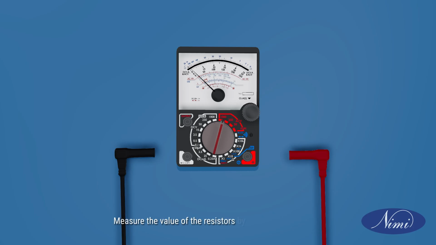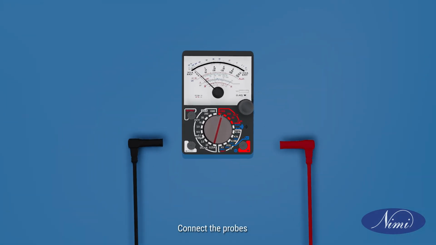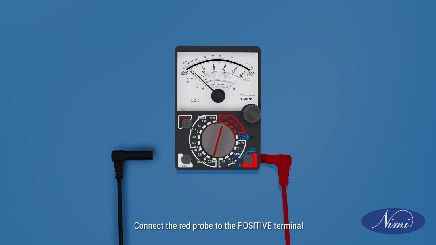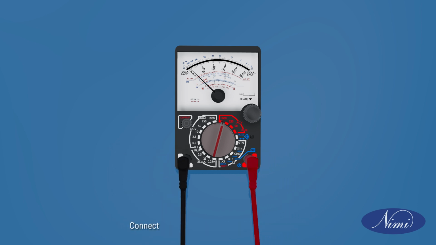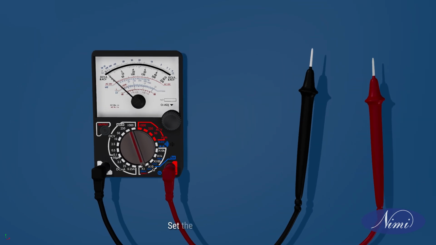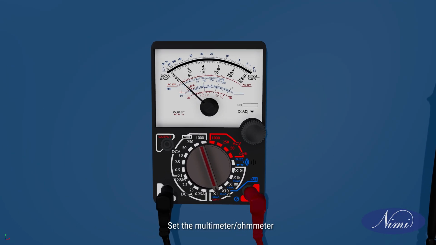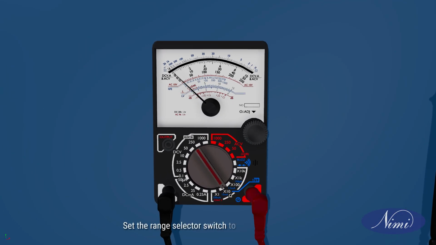Measure the value of the resistors by using a multimeter or ohmmeter and enter the values. Connect the probes. Connect the red probe to the positive terminal. Connect the black probe to the common terminal. Set the multimeter to ohmmeter. Set the range selector switch to 1 of the ohm range.